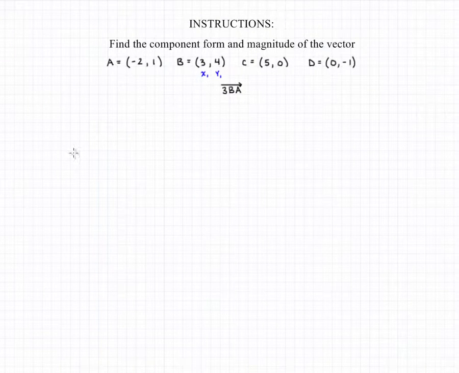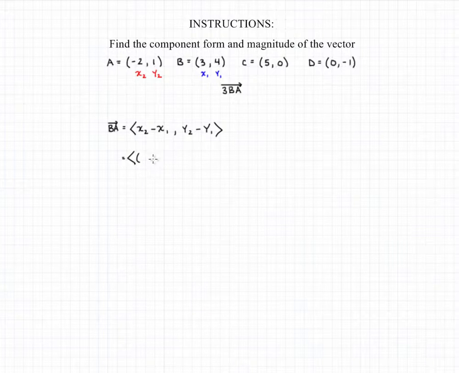The first part of this question is essentially asking us to find the directions for moving from point B to point A and then to multiply them by 3. So the way we can do that is to take the x and y components of point B and point A and subtract them after we label x2, y2, x1, and y1.